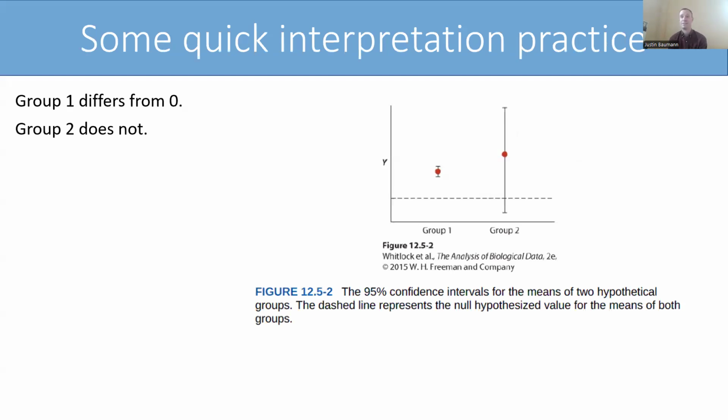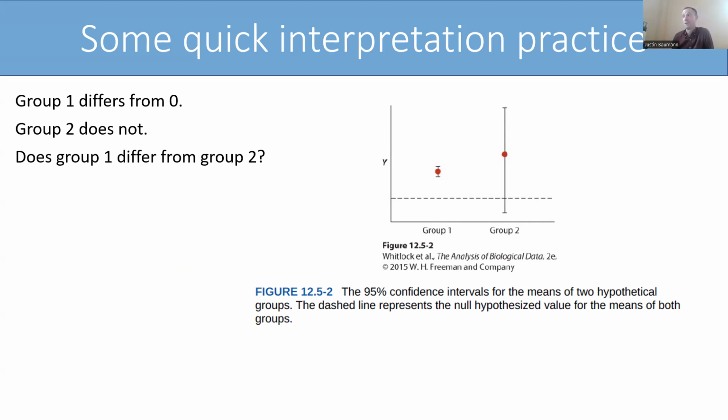Okay, so what we're really after here is understanding these kinds of graphs. Some quick interpretation. We have group 1 with mean and 95% confidence interval. We have group 2 with mean and 95% confidence interval. Group 1 differs from 0. You can see it with our eyes. That 95% confidence interval doesn't overlap that dash, which is 0. Then we have a difference from 0. If the confidence interval does contain 0, the group probably doesn't differ from 0. That's it. Does group 1 differ from group 2?